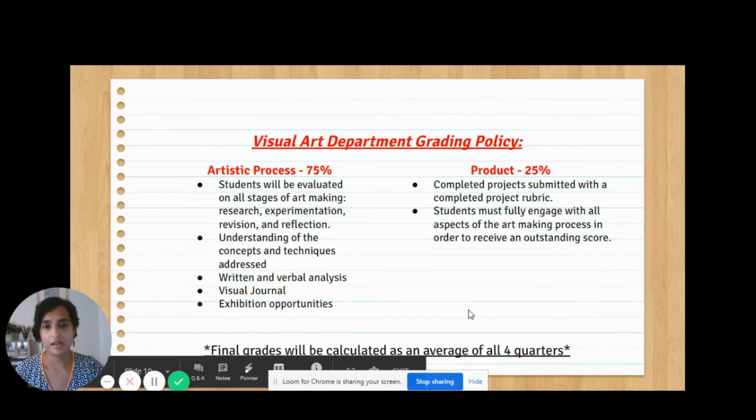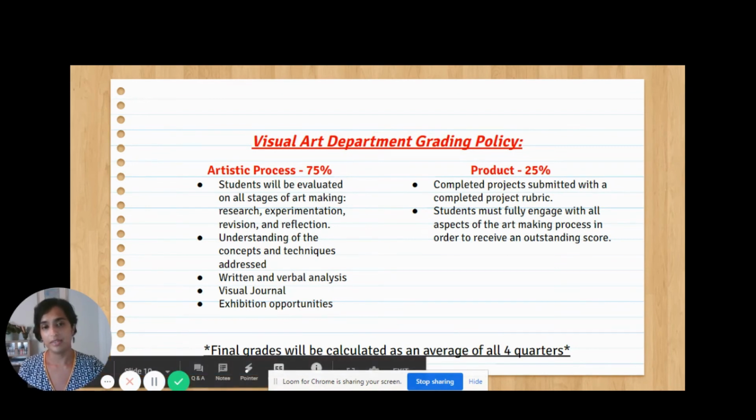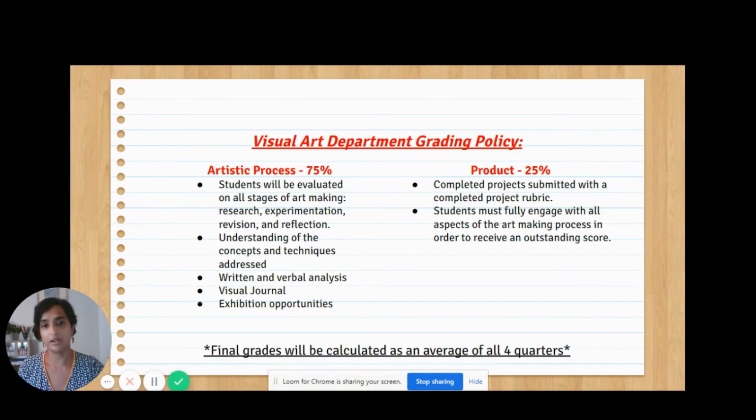So looking at grading, we have a grading policy that is uniform throughout the visual arts department. We grade 75% based on the artistic process, and the product is 25%. And that weight is divided up in that way because we believe the process is so integral to the development of being an artist and really understanding that process. And it really allows students to fully engage in the artwork and experiment and get credit for being open-minded and trying out new things without that fear of what the final product is going to look like.